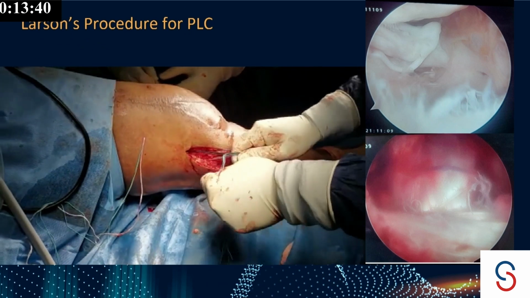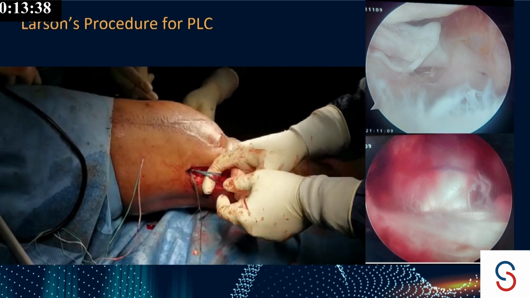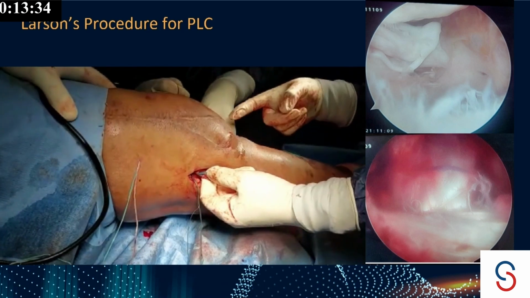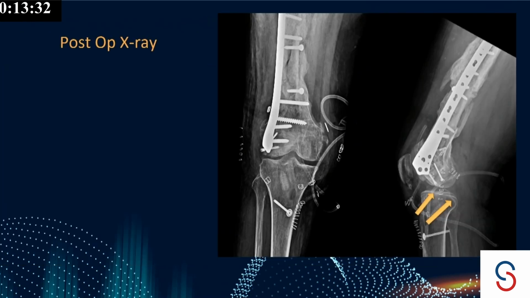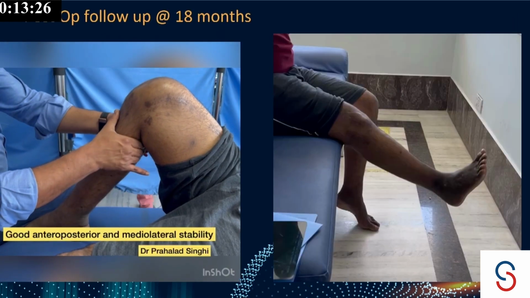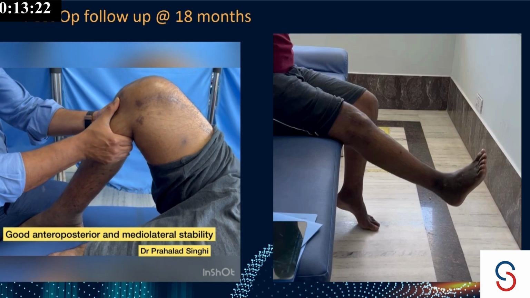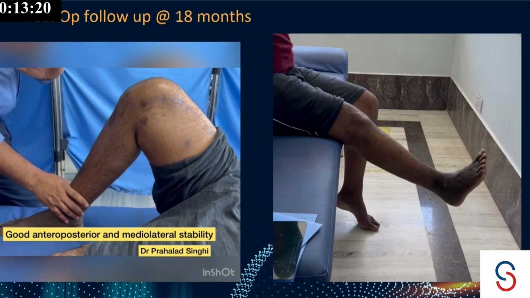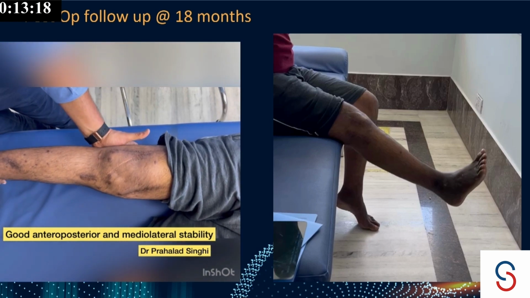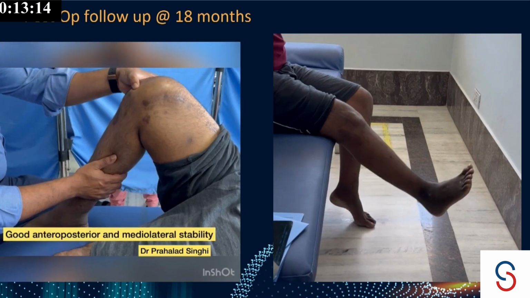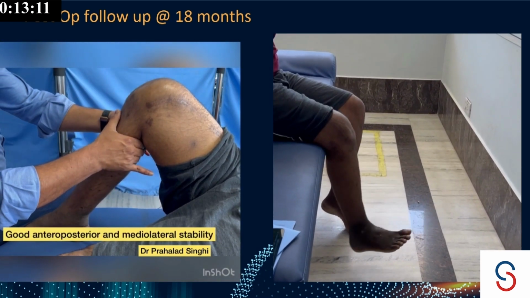So I did a Larsen here for him, and also augmented with a fiber tape. So this was the post-op X-ray, both the tunnels, and this is at 18 months follow-up. He's a shopkeeper, and he's going back to his job, he has good stability, and he's able to do all his daily routine activities.